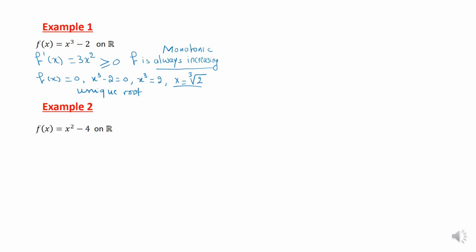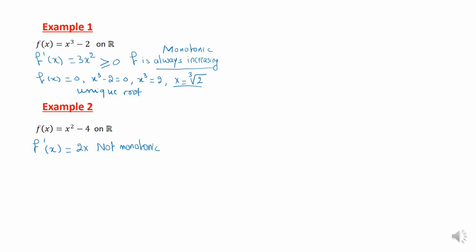Meanwhile, in example 2, f of x is x squared minus 4. If you find f prime of x, it is 2x. On R, 2x is less than 0 when x is between minus infinity and 0, and 2x is greater than 0 when x is between 0 and plus infinity. So this function is not monotonic.